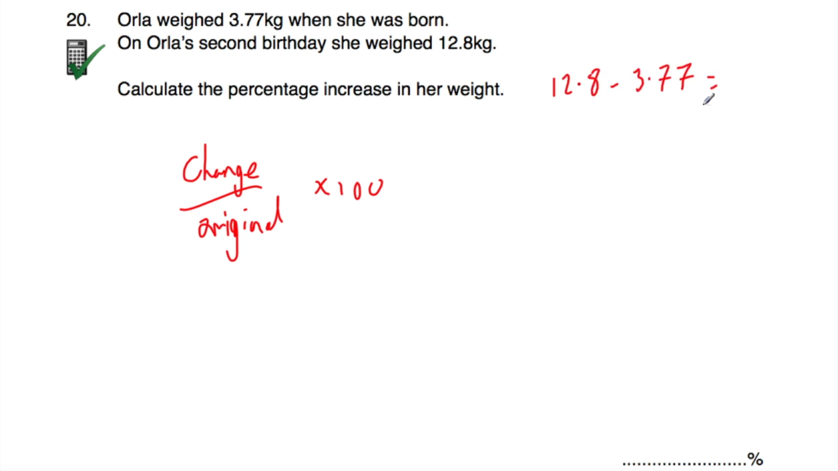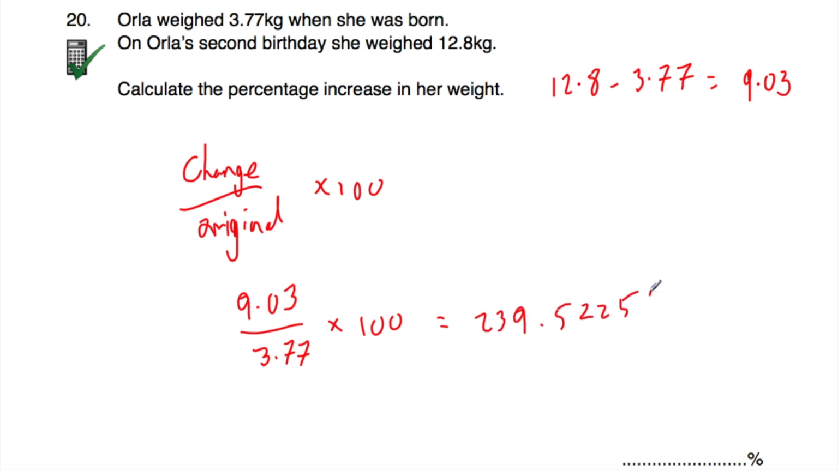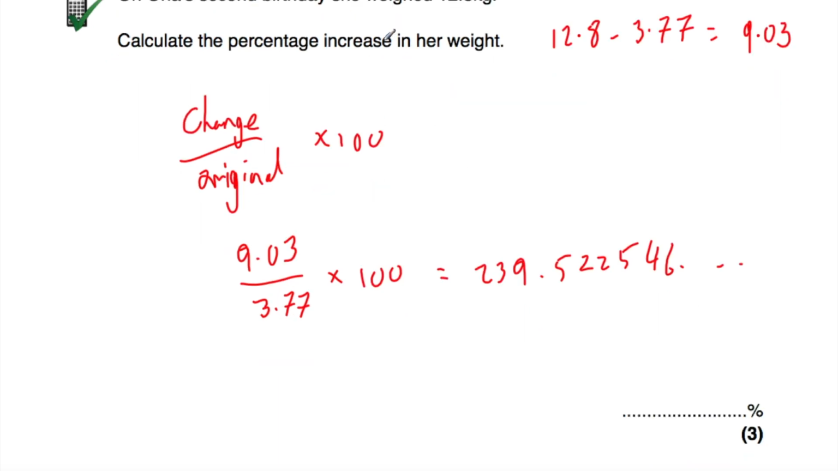it's a calculator paper, so we can just type that into our calculator. 12.8 take away 3.77 is equal to 9.03 kilograms. So the change is 9.03 divided by the original weight. So Orla's original weight was 3.77 kilograms, times 100. And it's a calculator question, so we just need to divide by 3.77 and then times 100. And when we do that, we get an answer of 239.522546 and so on. So that means the percentage increase to two decimal places, I'm going to round to two decimal places, would be 239.52%. And that's it.